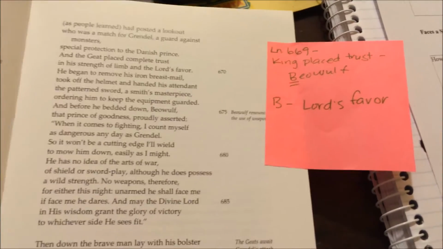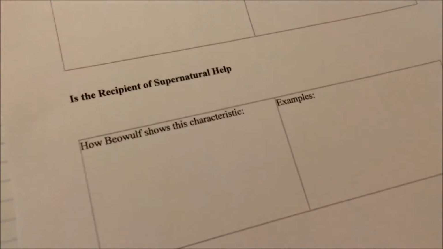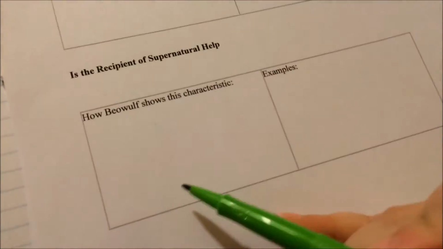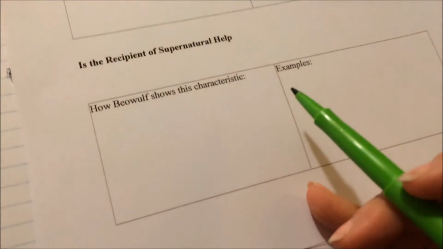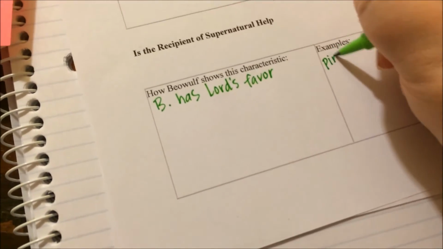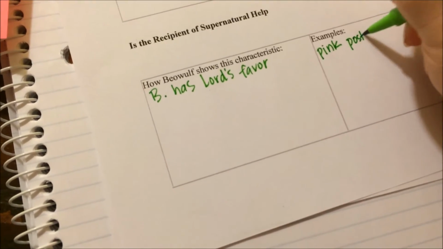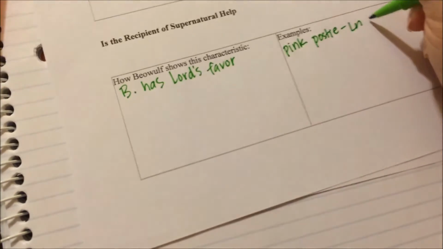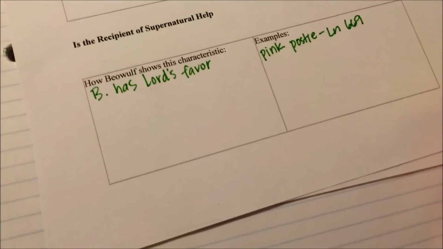So how does that transfer to this? Well, I've already got this right here, right? The Lord's favor. Beowulf had the Lord's favor. Let me get into the recipient of supernatural help right here. How does Beowulf show this characteristic? Well, he has the Lord's favor. And then I got my example right here. And I could put down on there, pink posty, line 669. And there's my evidence right there.